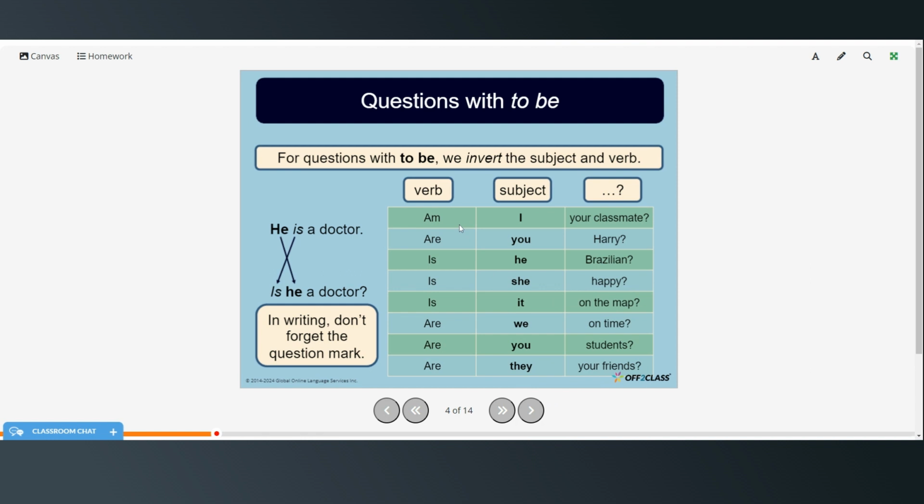All right, so for questions with to be, we invert the subject and verb, and invert just means that they switch places. So instead of he is a doctor, which is a statement, to make that a question, he and is just switch places, and it would become, is he a doctor? But when you're writing, don't forget to add the question mark at the end. So the sentence structure would be verb, then subject, and then whatever it is that you want to ask.